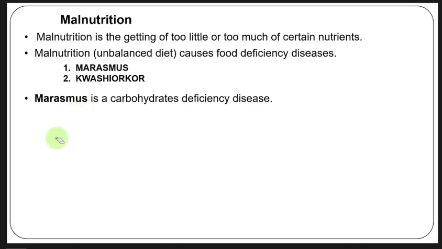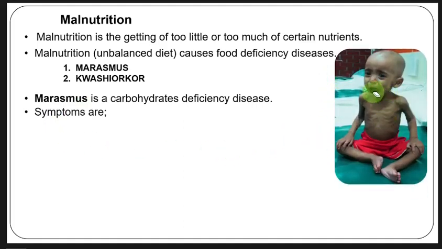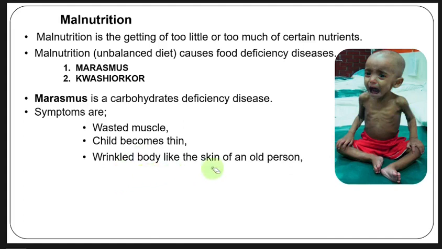The symptoms of marasmus can be seen in this baby here. As you can see, the baby has wasted muscles, no muscles. In short, the muscles are all gone. Then the child becomes thin, as you can see, and has a wrinkled body like the skin of an old person. This kid looks like an old person indeed, and then stunted growth, which means the child does not grow.